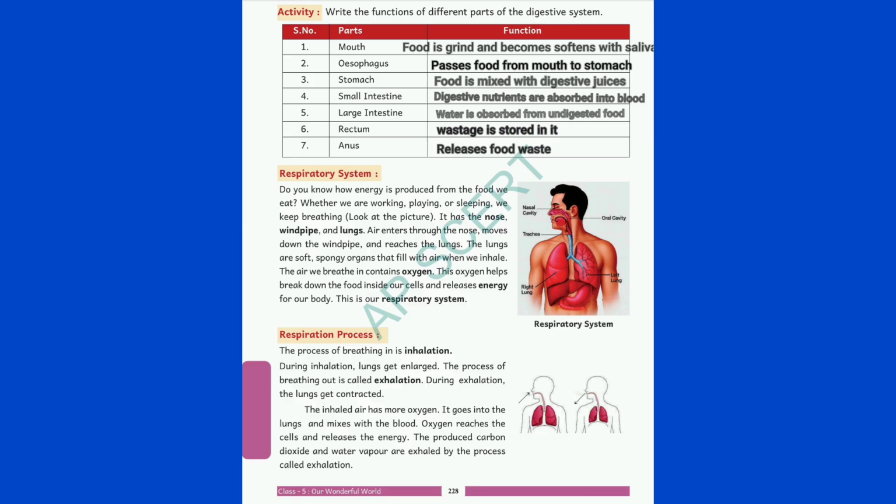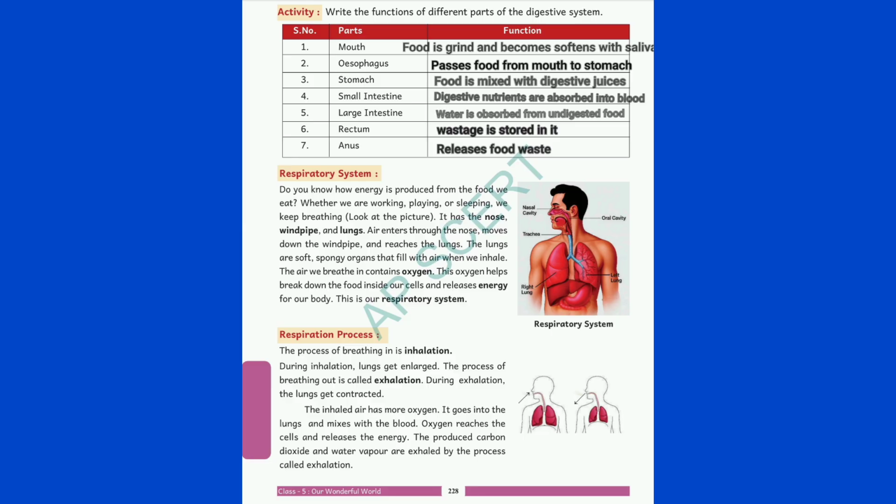The lungs are soft, spongy organs that fill with air when we inhale. The air we breathe contains oxygen. This oxygen helps break down the food inside our cells and releases energy for our body. This is our respiratory system.